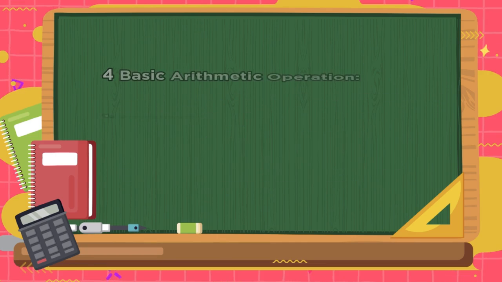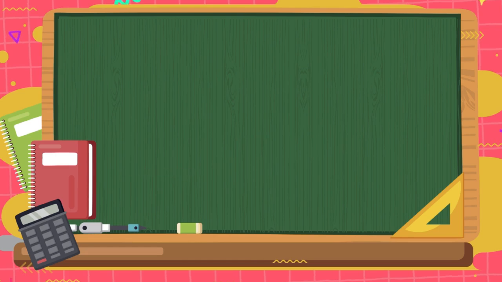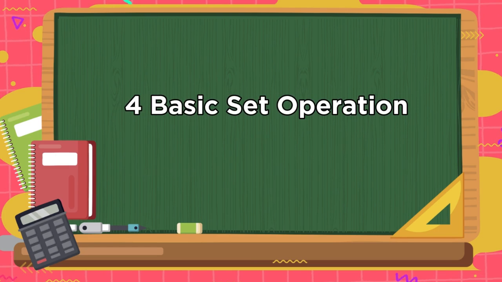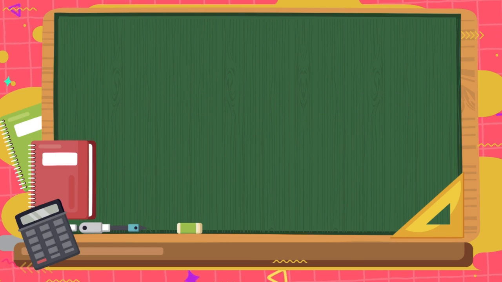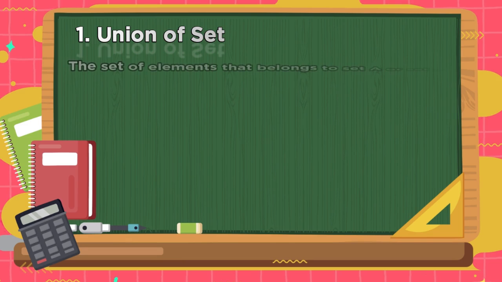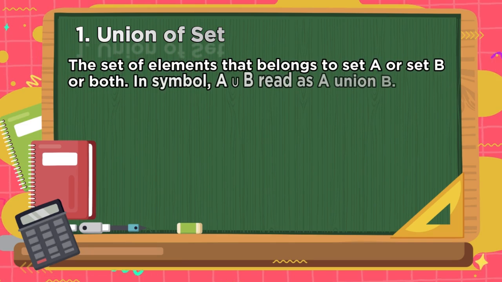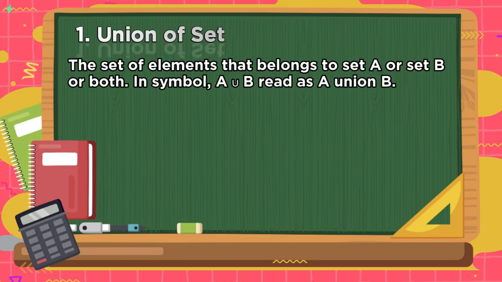So there are 4 basic arithmetic operations. These are addition, subtraction, multiplication, and division. We also have 4 basic set operations. First is the union of sets. So what is the union of sets? The union of sets is the set of elements that belong to set A or set B or both. In set notation, we have A ∪ B, read as A union B.